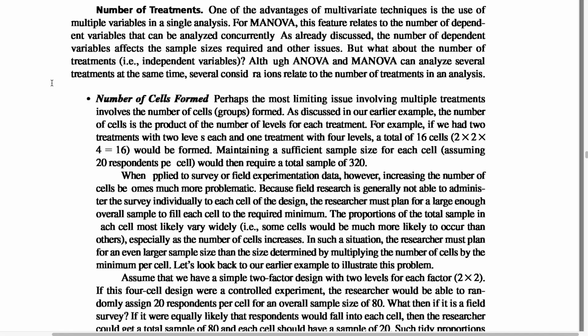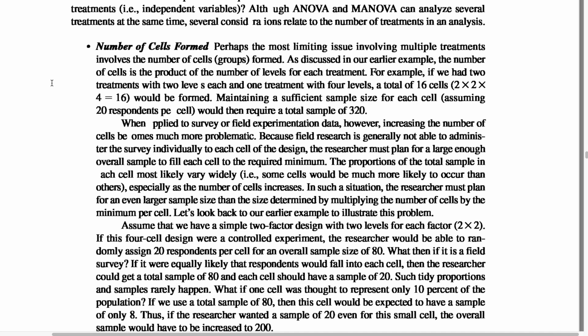Number of cells formed. Perhaps the most limiting issue involving multiple treatments involves the number of cell groups formed, as discussed in our earlier example. The number of cells is the product of the number of levels for each treatment. For example, if we had two treatments with two levels each and one treatment with four levels, a total of 16 cells, 2 times 2 times 4 equals 16, would be formed. Maintaining a sufficient sample size for each cell, assuming 20 respondents per cell, would require a total sample of 320.